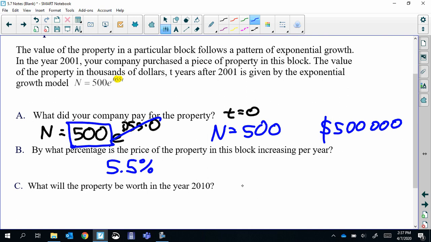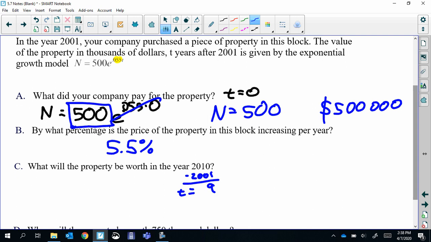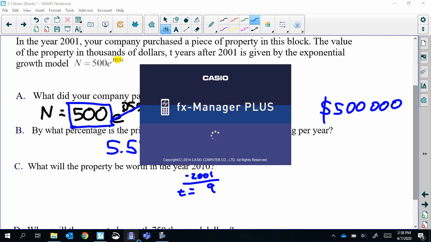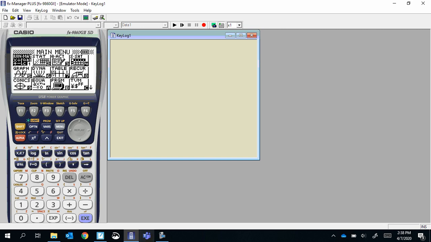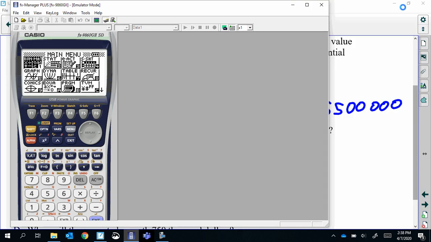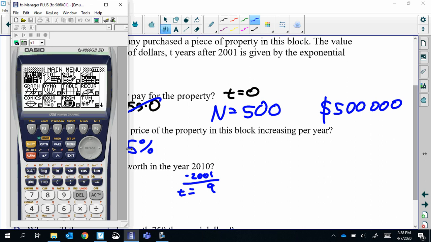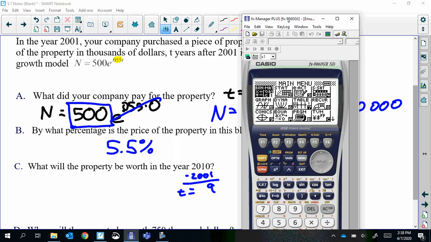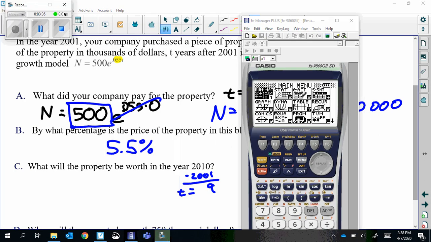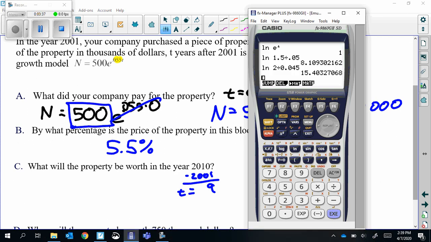And what will the property be worth in the year 2010? So if it's t years after 2001, 2010 is how many years after 2001? That'd be 9 years later. So we're plugging in 9 now. So we'll get out our calculator, plug in 9, so we're plugging in 9 for the year into our formula right there.